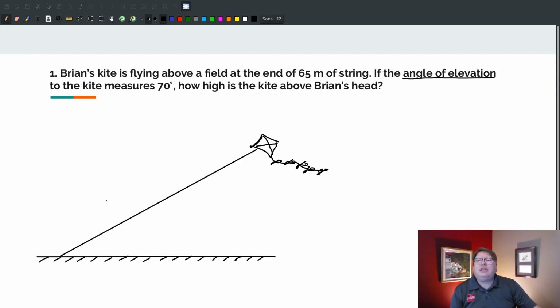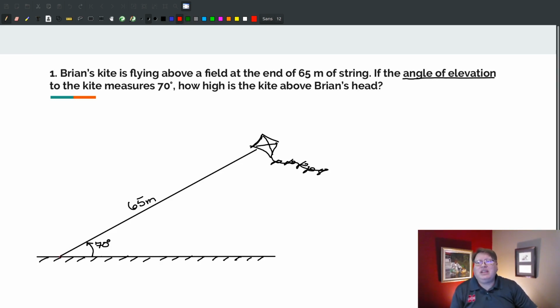And it says it measures 70 degrees. The angle of elevation is measured above the horizontal. So you're going to label that. You're told that this is 65 meters of kite string. And then you're asked to find how high the kite is above Brian's head.